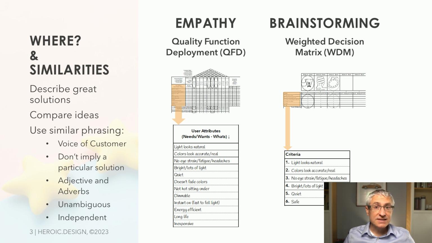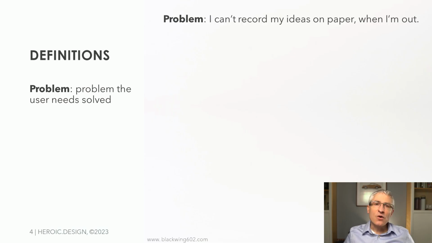So, these are the similarities. They both describe great solutions, and we use them to compare ideas and make decisions. They are both what our users want, preferably in their own words. They both use the same phrasing and grammar, and we want them both to be unambiguous and independent of each other. I want to introduce 3 words: problem, function, and solution.